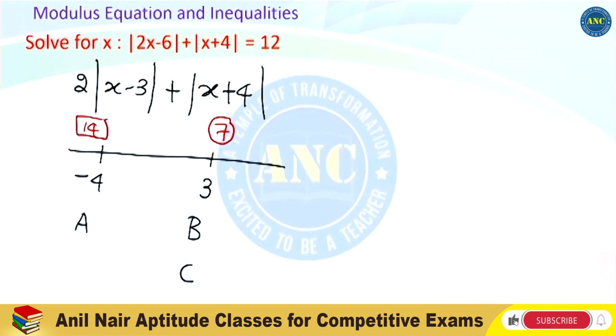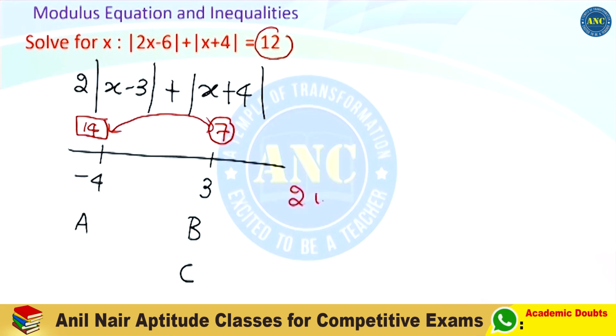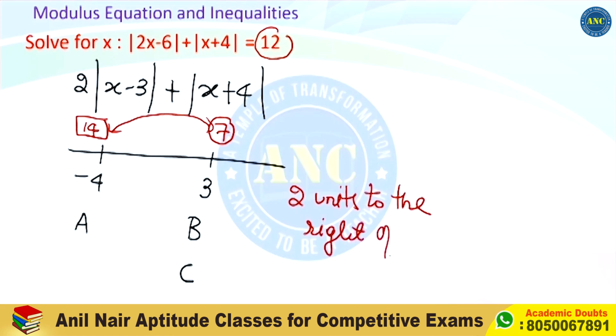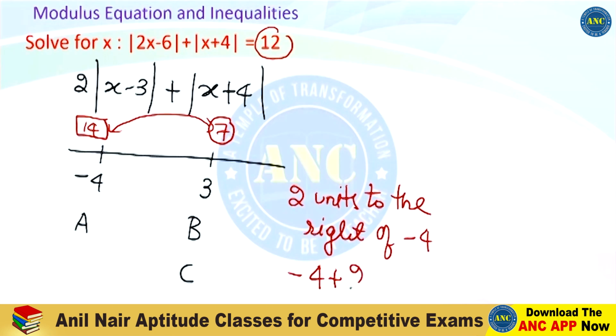So the value 12 lies between 7 and 14. I want 12, but I got the answer 14. That means I need to take 2 units to the right of minus 4. 2 units to the right of minus 4 is minus 4 plus 2.